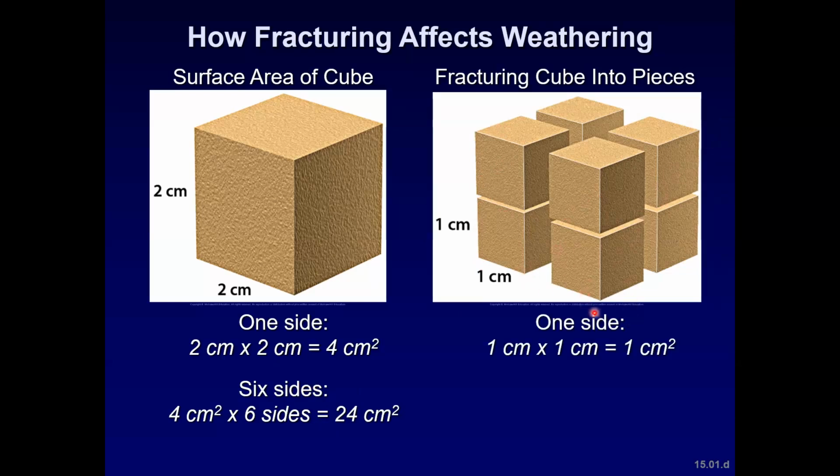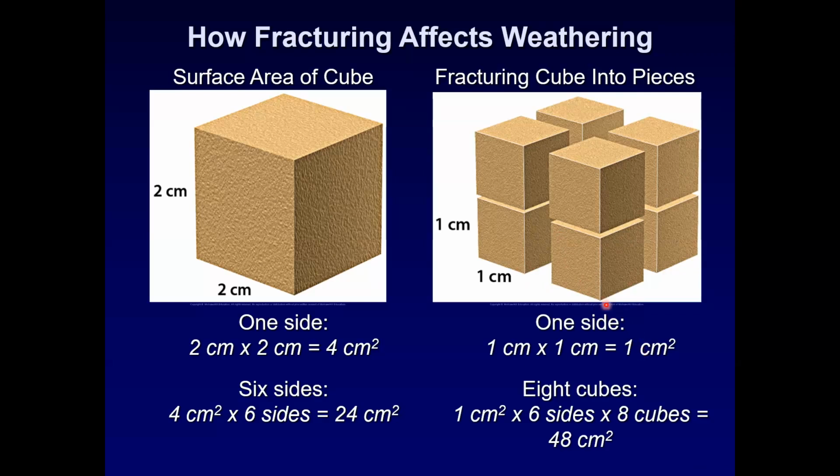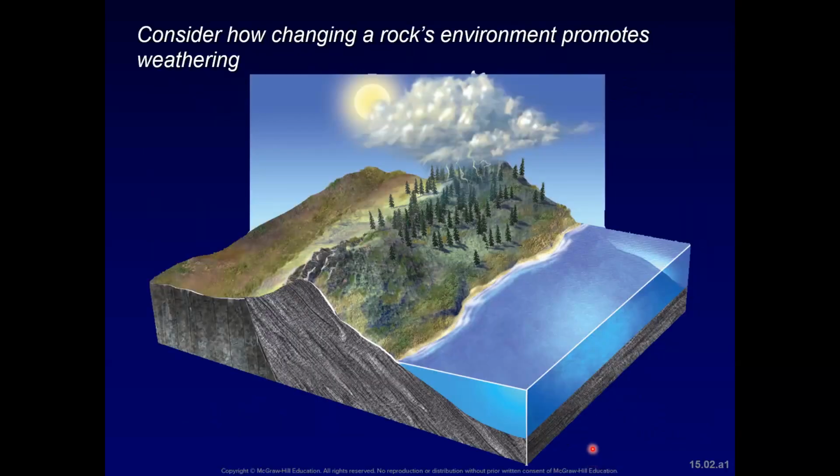Okay, in this case, you have one side, 1 centimeter by 1 centimeter is 1 centimeter squared. If you had 8 cubes, you get 1 centimeter squared times 6 sides times 8 cubes. That gives you 48 centimeters squared. So the rate at which that material will weather will go up with more fractures because we get more surface area exposed. Okay, we'll look at this block diagram and think about how changing the environment that a rock is in would promote further weathering.